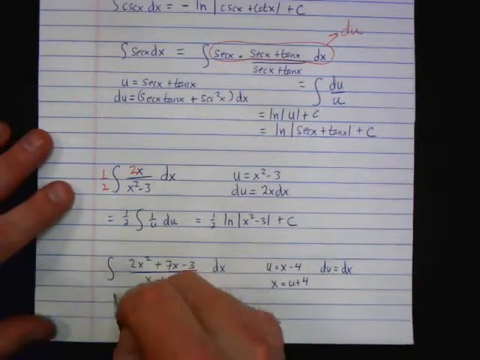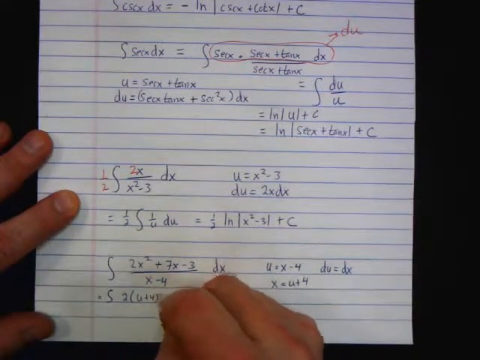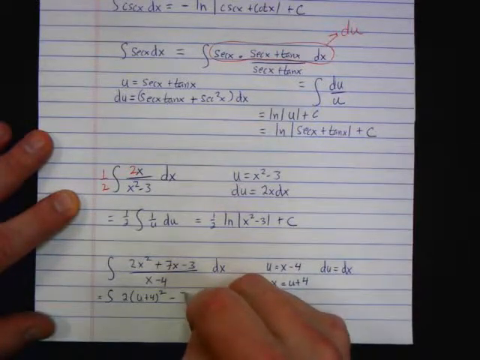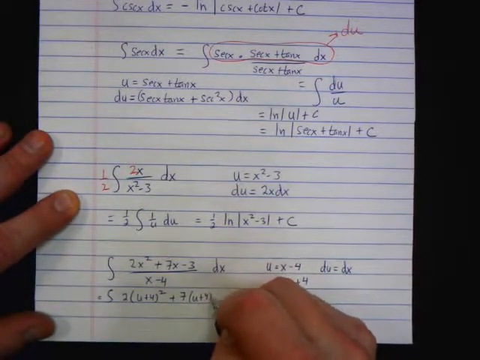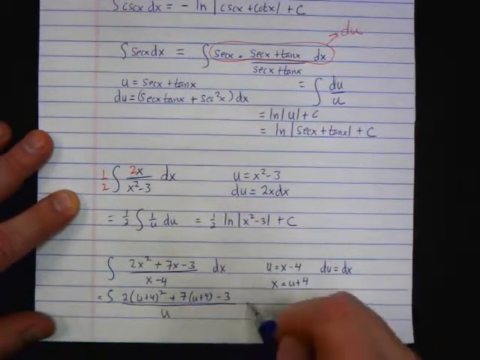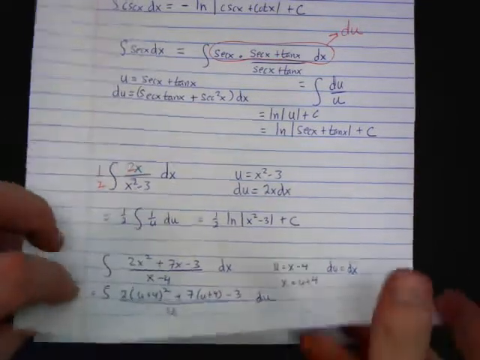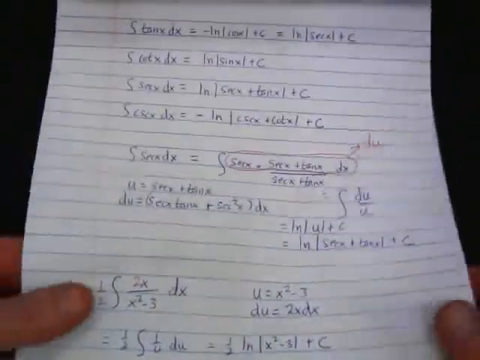So we're going to have the integral of 2 times u plus 4 squared plus 7 times u plus 4 minus 3, all divided by u du. I told you I was going to need more room. So we have the integral of 2 times u plus 4 squared plus 7 times u plus 4 minus 3 all over u du.